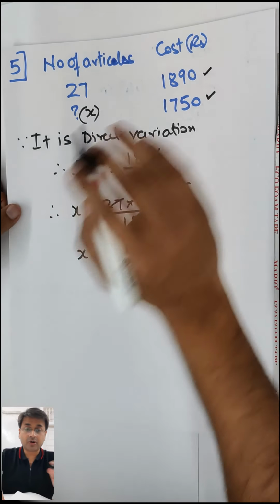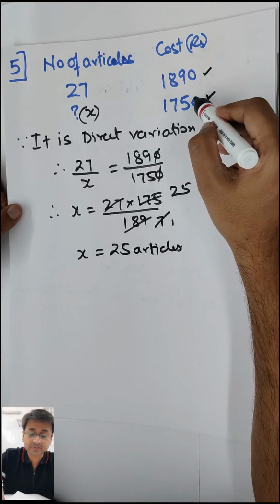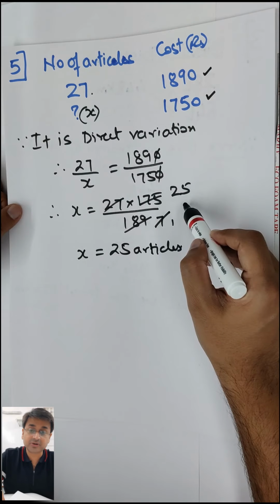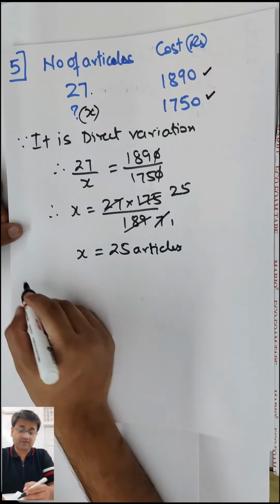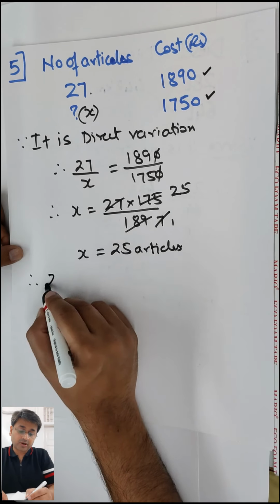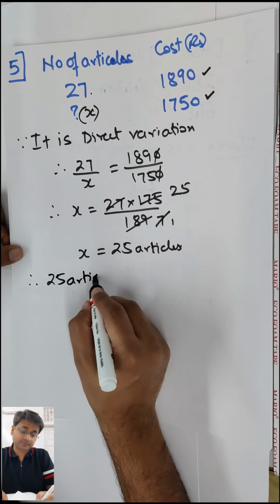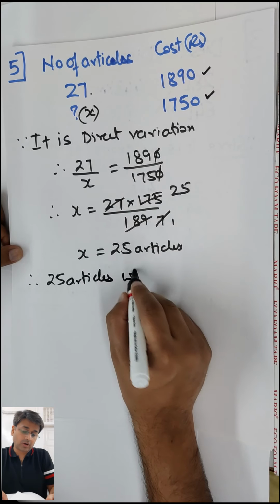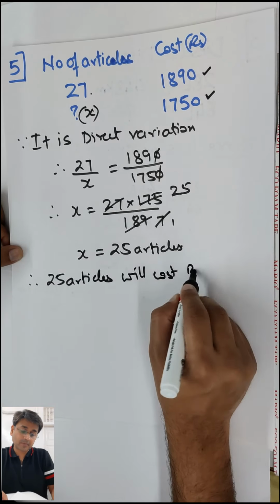Now see, if you want to check your answer, this has reduced, so 27 also should reduce. So that has reduced. So therefore it should be more or less correct. So you will say therefore 25 articles will cost rupees 1750.